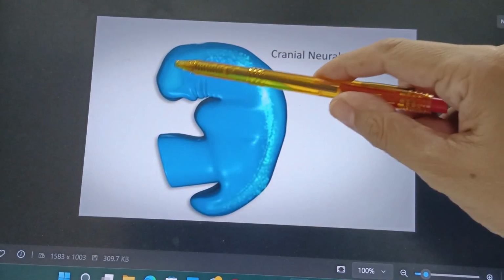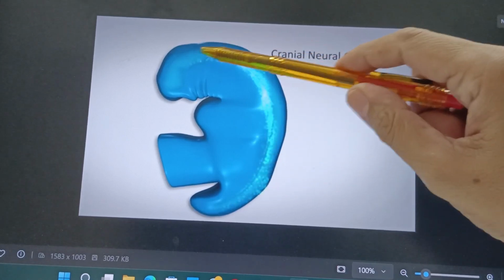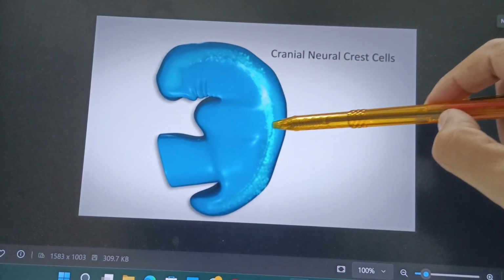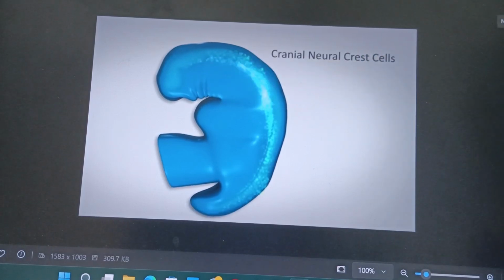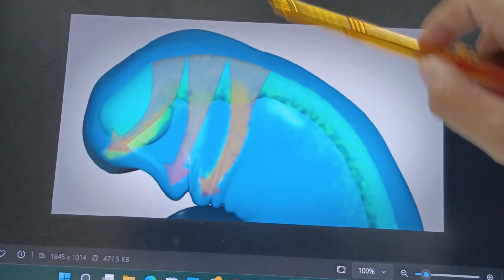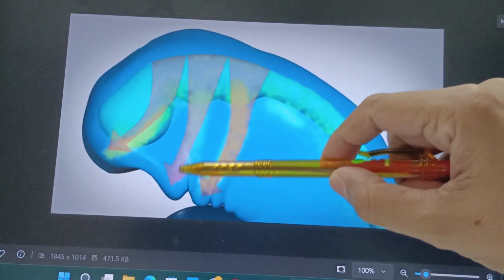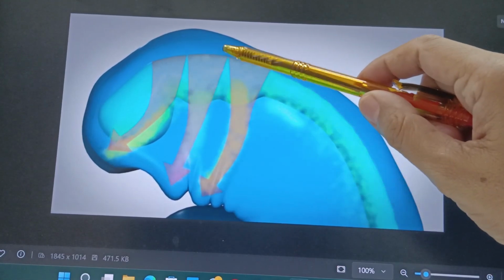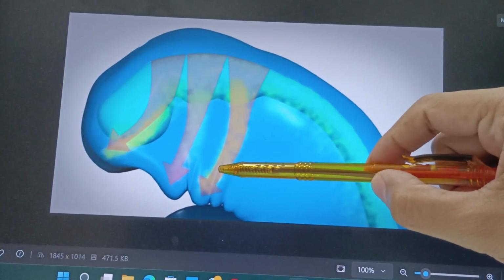In this shrimp-shaped embryo, you can observe that these cranial neural crest cells are there to take part in the formation of the pharyngeal apparatus. Now see how they are moving into their respective pharyngeal arches from the cranial region to form various structures of the head and neck.